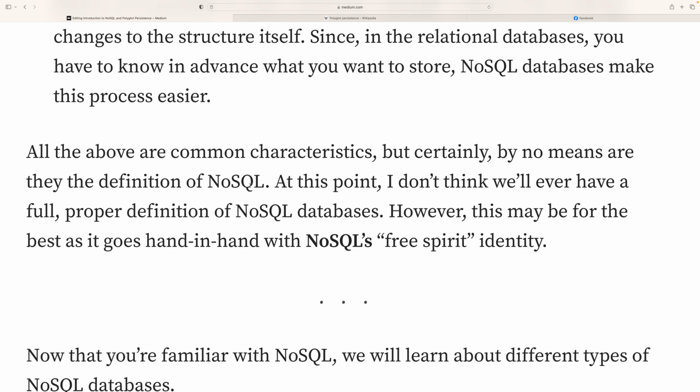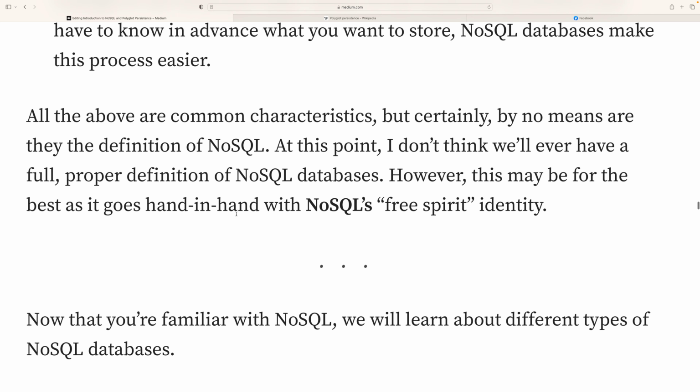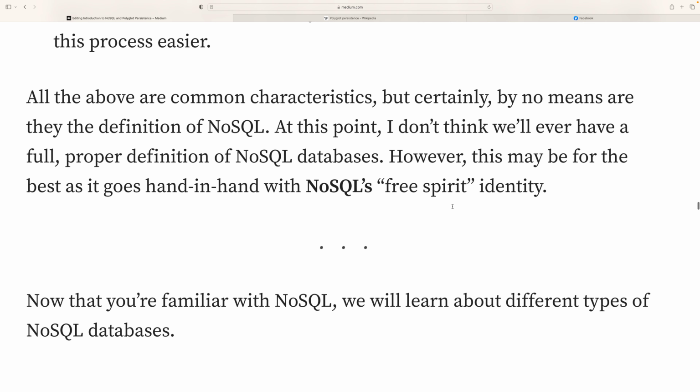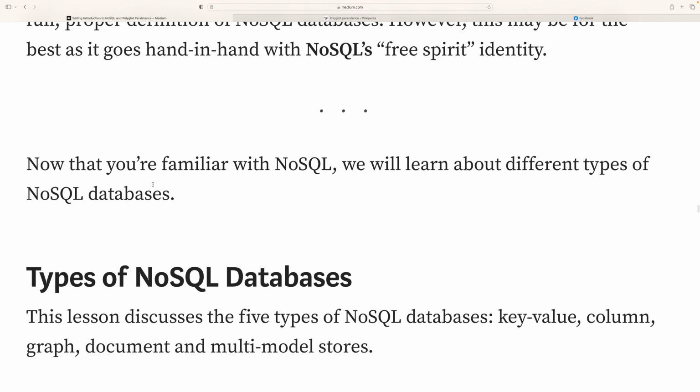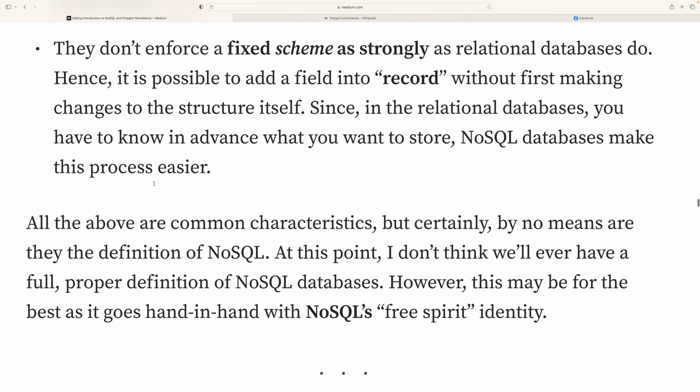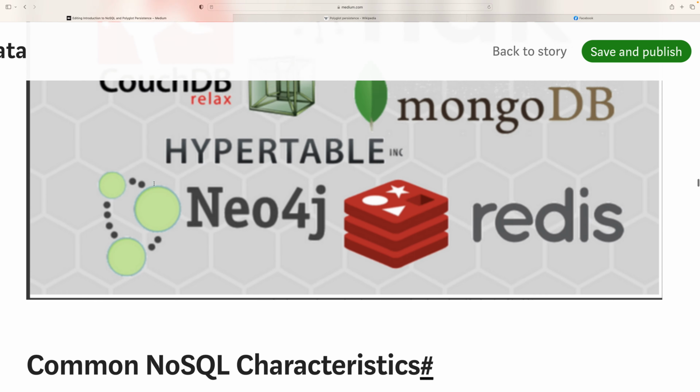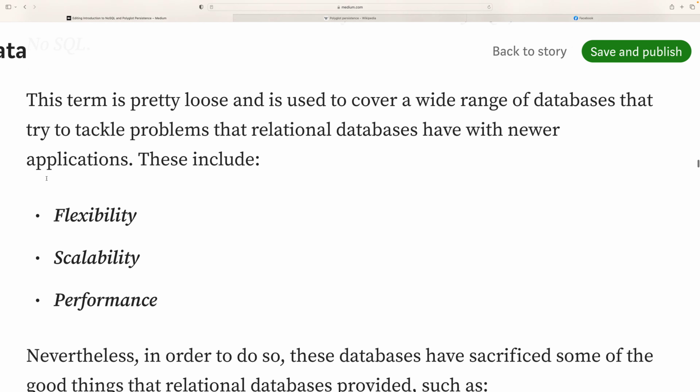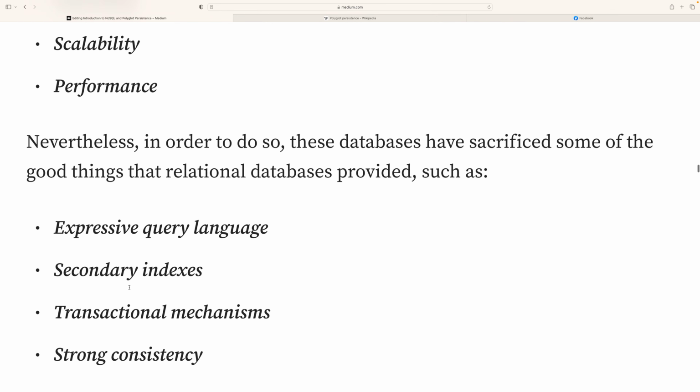NoSQL is a point. I don't think we will have a full, proper definition of a NoSQL database. Now we are familiar with NoSQL, and we will learn about the different types. Basically, three things solve the problem: flexibility, scalability, and performance.